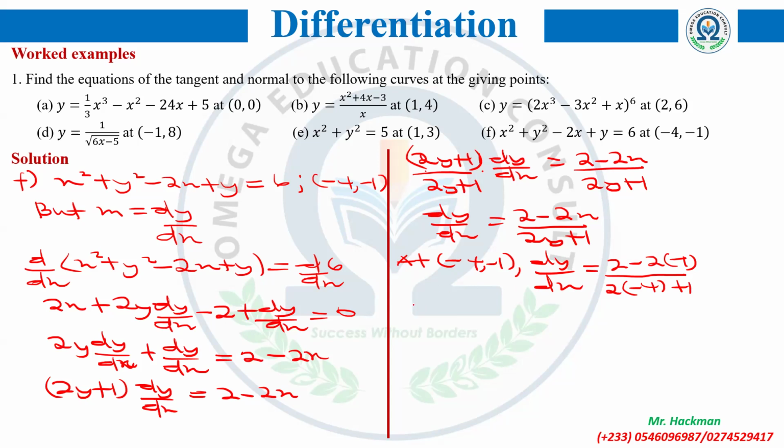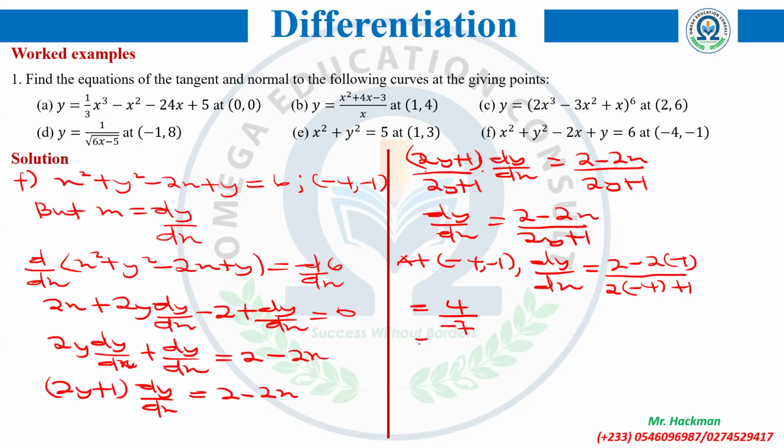So your dy/dx will be equal to what I brought here. Whatever I write here, the something must be equal to what I have there. So that will give me 2 plus 2, so that will give me 4, all over minus 8 plus 1. So that will give me minus 7.